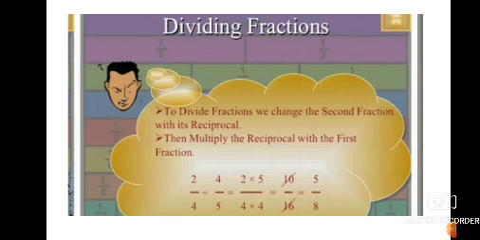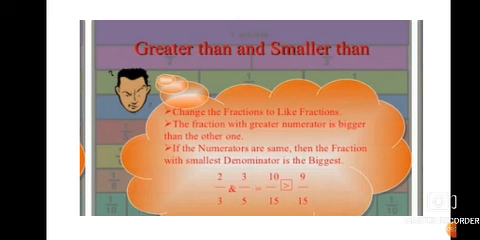Dividing fractions. To divide fractions, we change the second fraction to its reciprocal. For example, over here, we will multiply 2 with 5 and 4 with 4. 2 times 5 is 10 and 4 times 4 is 16. In the table of 2, both of them come together. 2 times 5 is 10 and 2 times 8 is 16. So this is how we are able to add, subtract, multiply, and divide fractions.